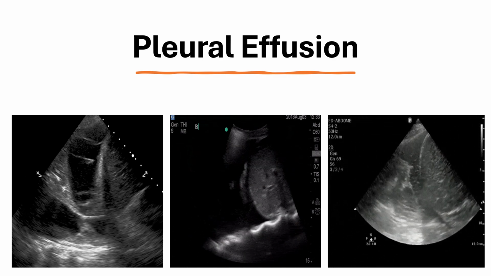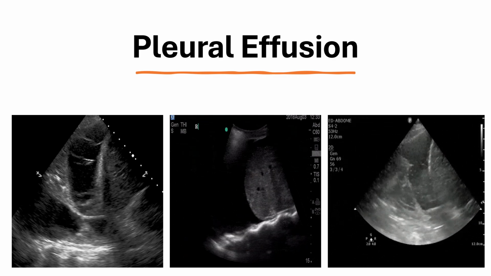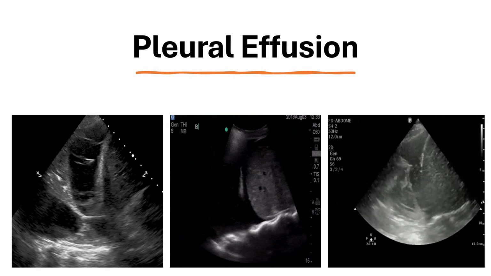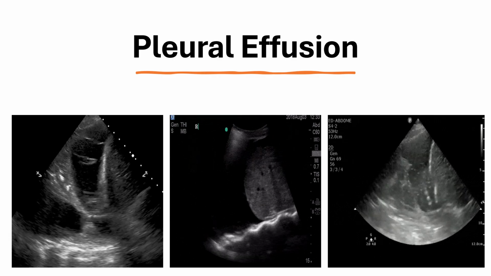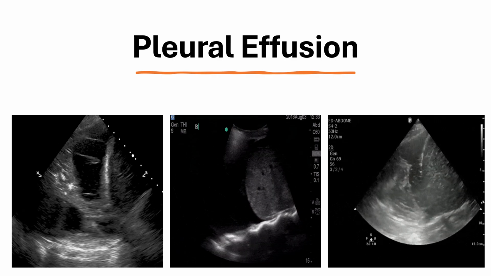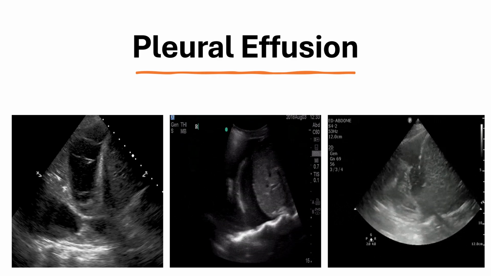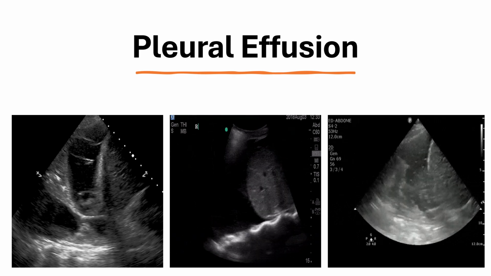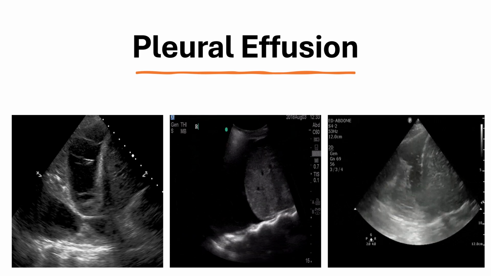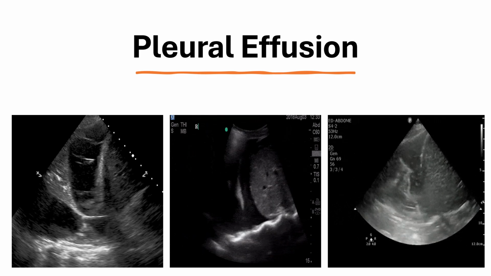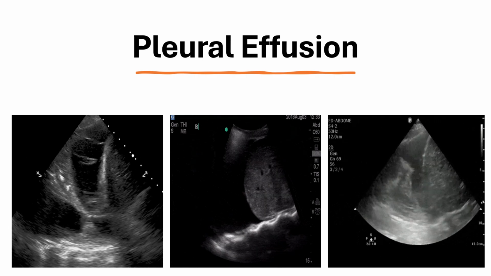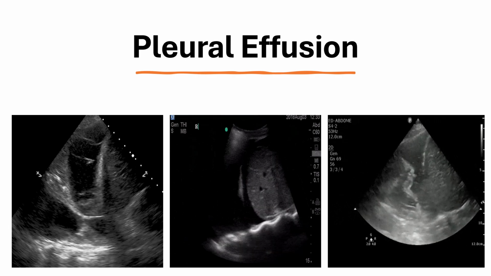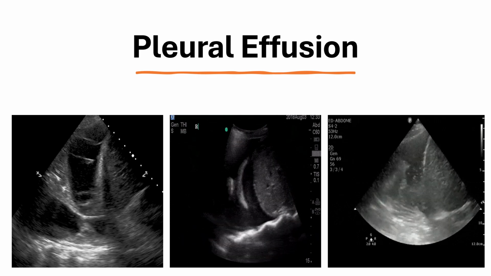Also look at this image. Above the diaphragm, you see fluid, and if you pay attention, you see this so-called plankton sign, which is highly suggestive of hemothorax. The plankton sign highlights the presence of floating debris in the pleural effusion, and like I said, is usually seen with hemothoraces.